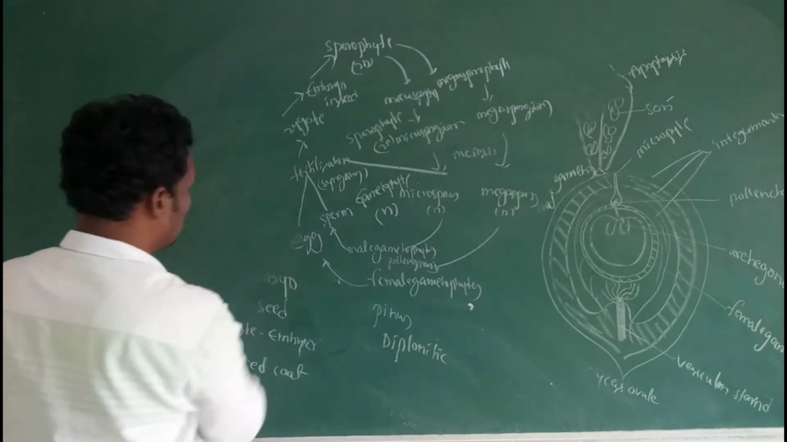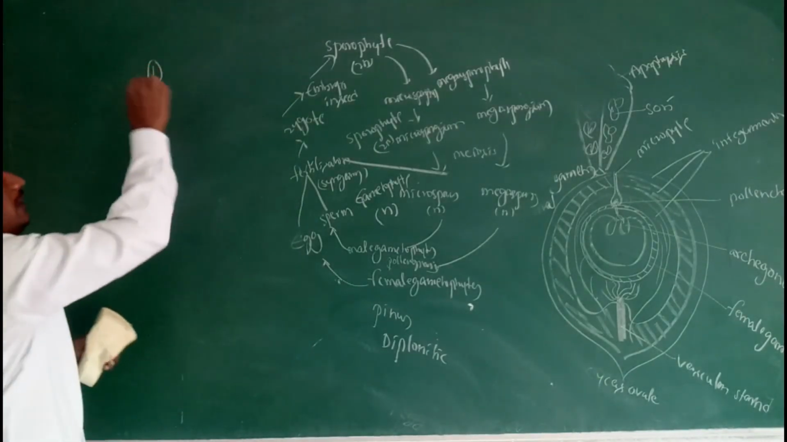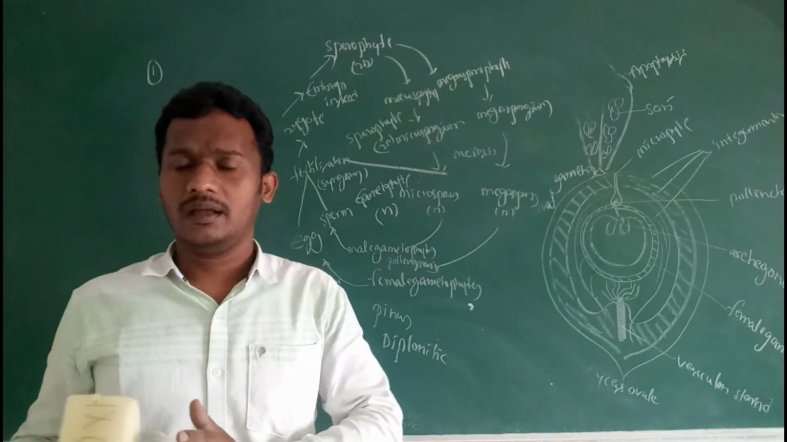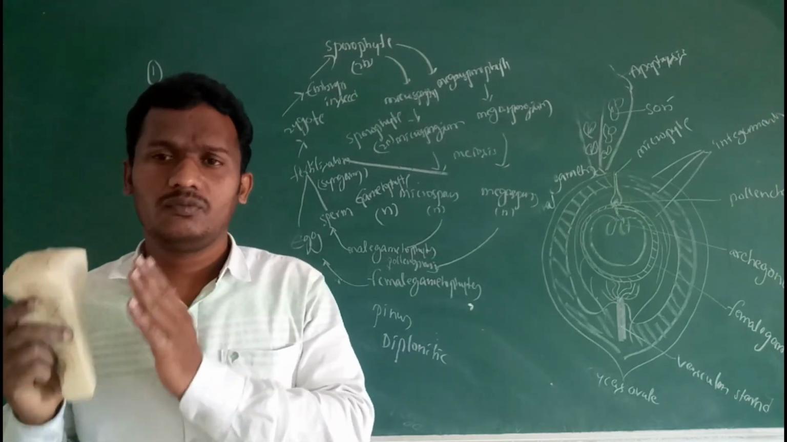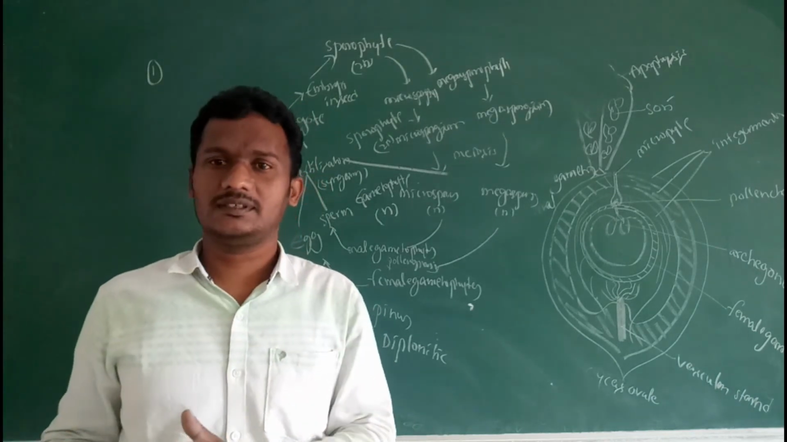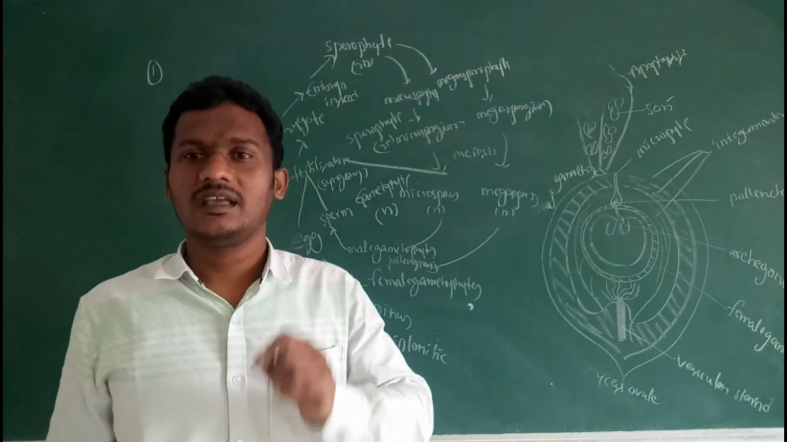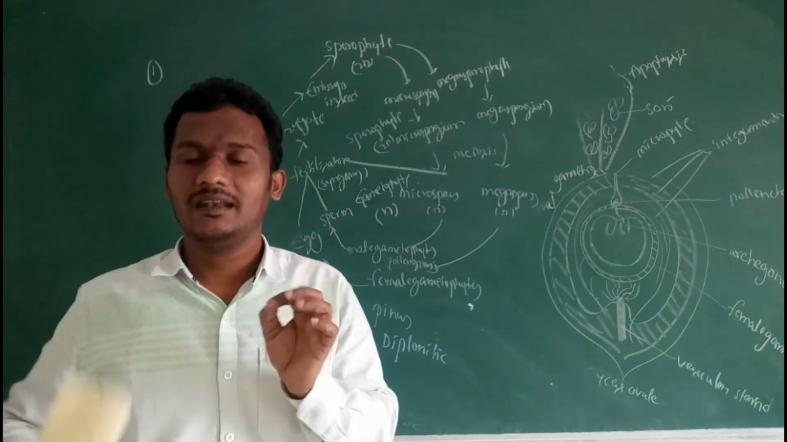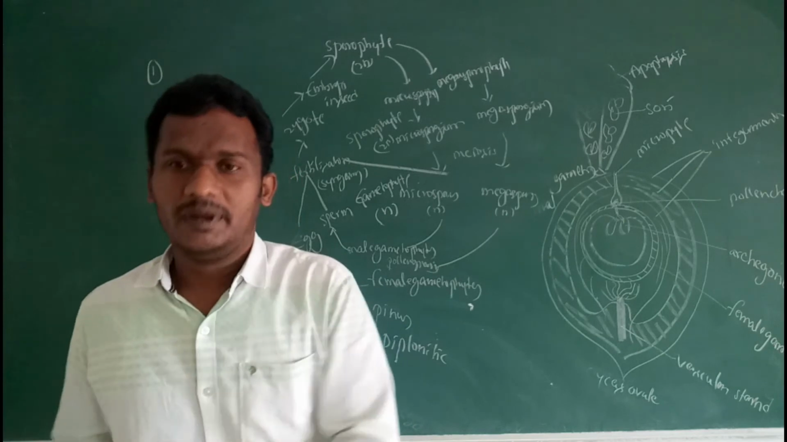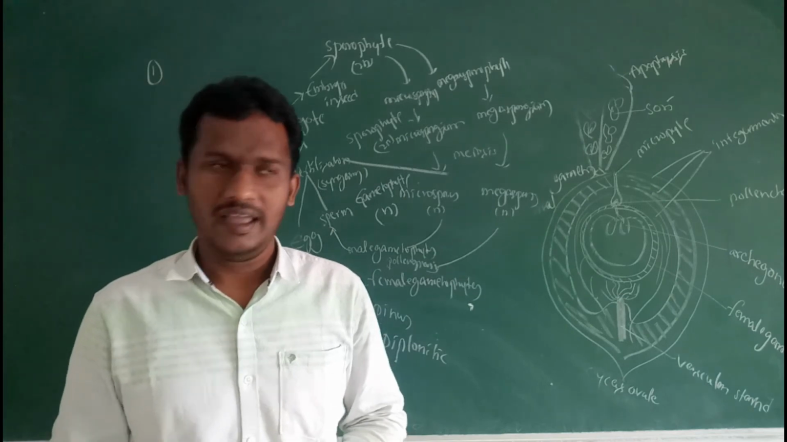Then the economic importance of gymnosperms. Gymnospermic plants are useful as food, fiber, paper, and wood materials for the preparation of plywood, railway sleepers, etc. They are useful as wood, resins, paper, and medicine. Timber is useful for preparing railway sleepers, plywood, furniture, etc.